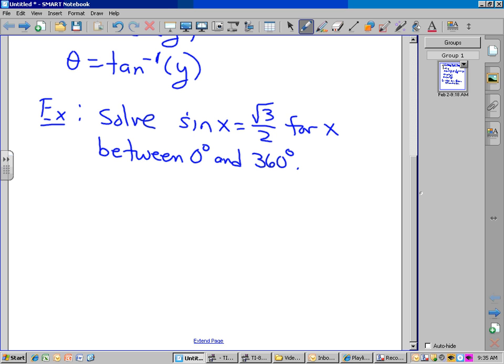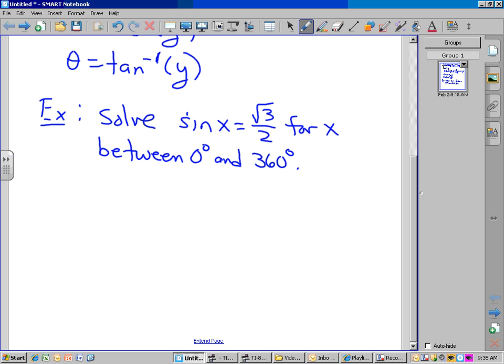We're going to solve sine of x equal to the square root of 3 over 2 for x between 0 and 360 degrees. A little different than what you did in geometry. In geometry, you used the inverses usually to solve right triangles, to find the missing angles. So your answer was always less than 90. Obviously, that's not going to be the case here. I'm telling you that we want things between 0 and 360.